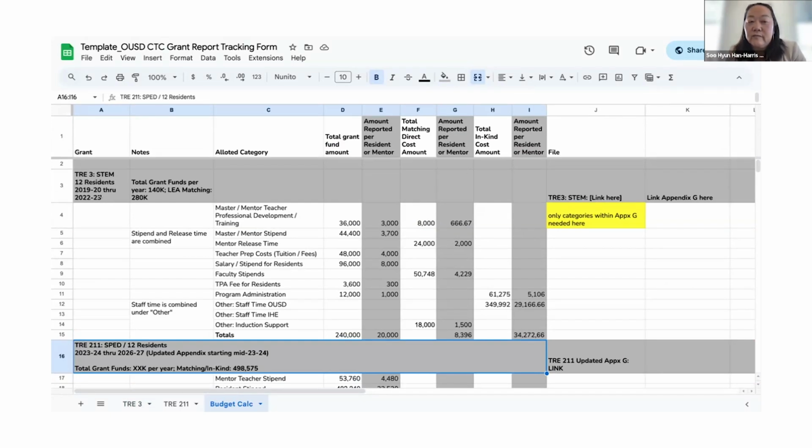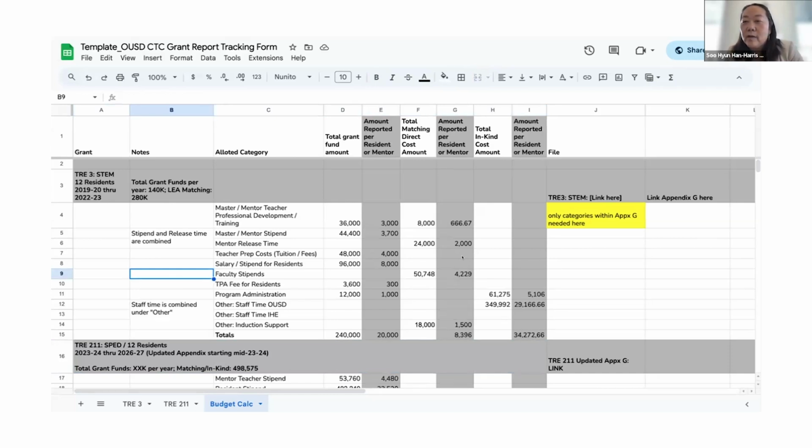This grant supports 12 residents. The years of the grant are here, the total grant funds, and then how much our matching funds are. Now, this just literally mimics what our Appendix G looks like. It has nothing more and nothing less. And I tend to follow it unless there's been some significant change on the matching funds section, but I follow it.